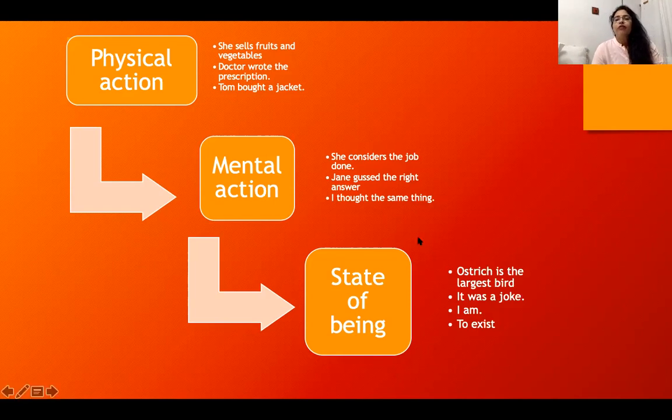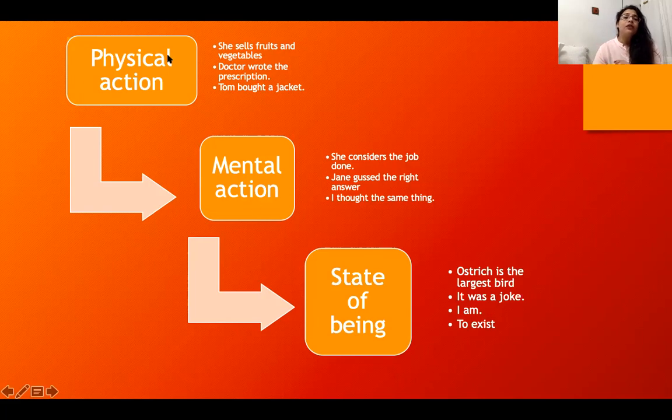Next is your state of being. Ostrich is the largest bird. So here, largest. Okay, it's a state of being. Yes, ostrich is the largest bird. It is a fact. It was a joke. It is a state of being. I am. It's my existence, my being. I am here. My presence itself is an action. To exist, something is existing here. कुछ है, अस्तित्व है किसी चीज का. So these are all state of being.